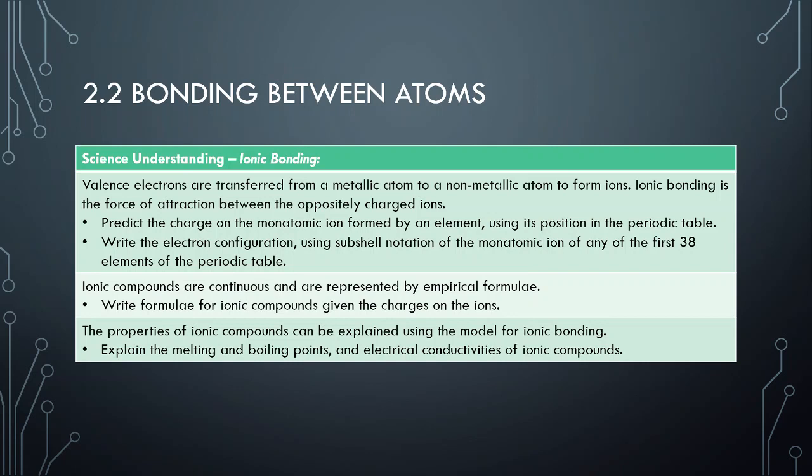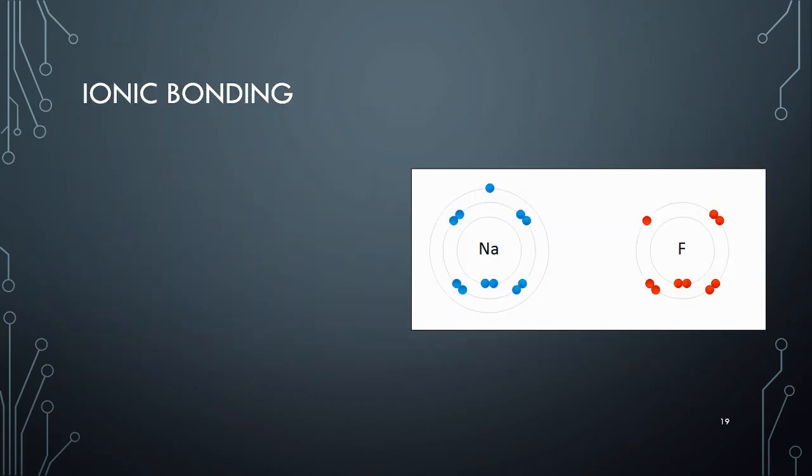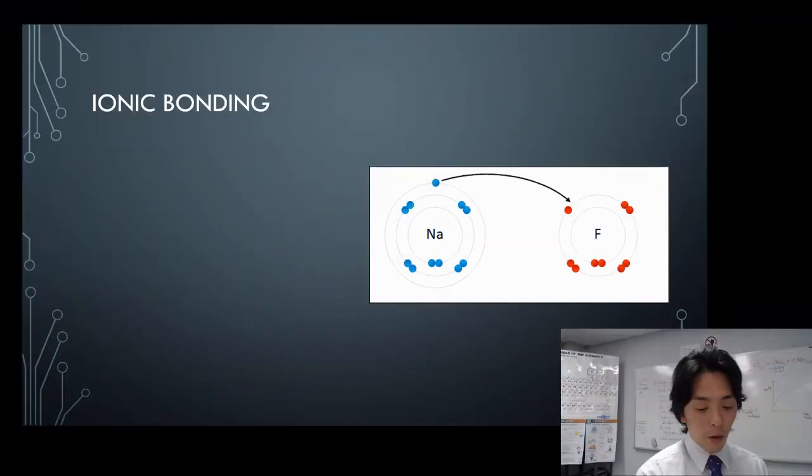And the third box down there, the properties of ionic compounds can be explained using the model for ionic bonding. So again, you need to be able to draw a model, and using that, you need to be able to explain the melting and boiling points and electrical conductivities of ionic compounds at different state, that is. All right, let's look into what ionic bonding is to start with.